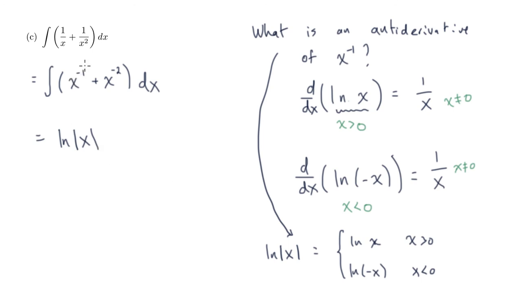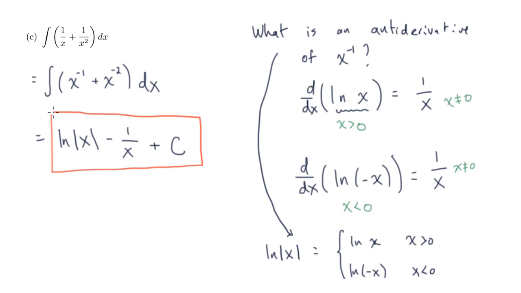Okay, so that is the antiderivative of 1 over x, and then here we'll have minus 1 over x, so x to the minus 1 over negative 1, and then plus c. And that's the antiderivative. Or that is the indefinite integral. It's an antiderivative plus c. And of course, don't forget plus c.